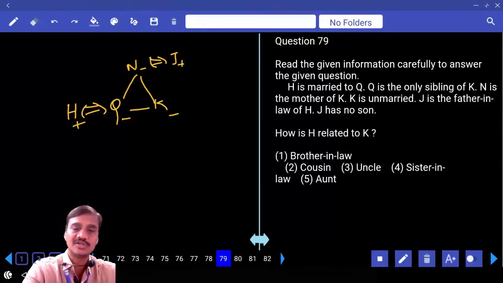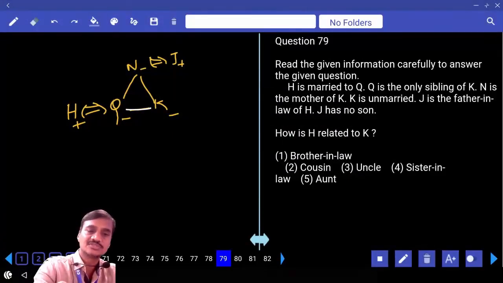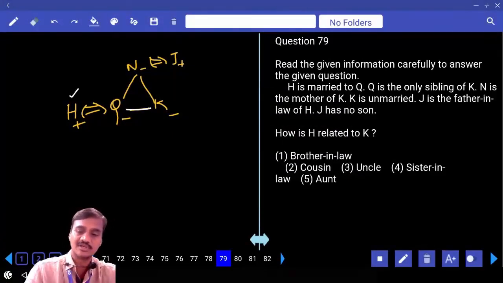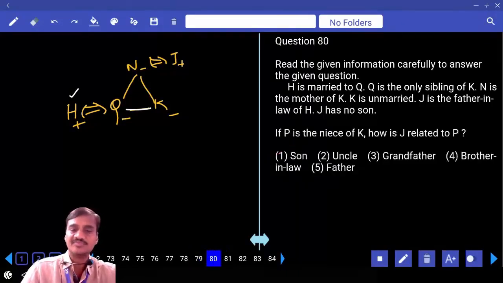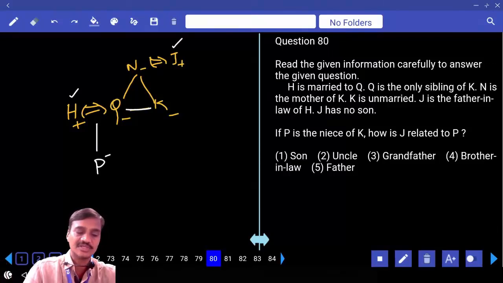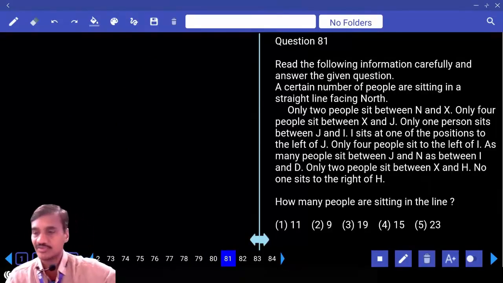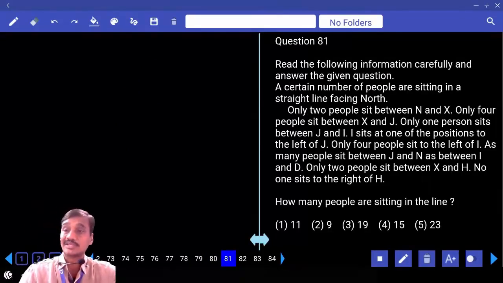And how is H related to K? Yes, tell me, how is H related to K? K's sister's husband. Sister's husband, brother-in-law. Choice 1, question number 79. And in this 80, if P is the niece of K, hence P must be here. And how is J related to P? P's mother's father. Mother's father, grandfather, that is choice 3, question number 80. Then 81 onwards, it is based on certain number of people.